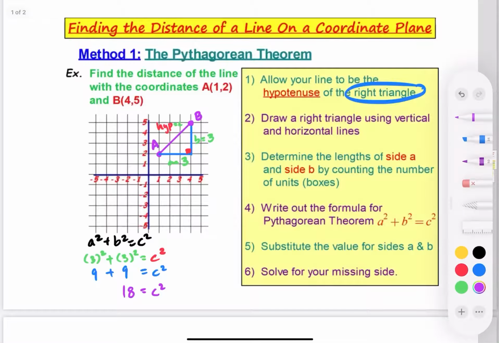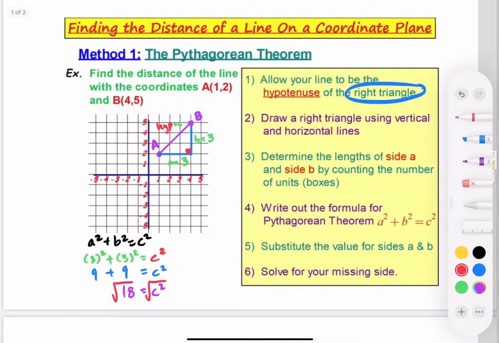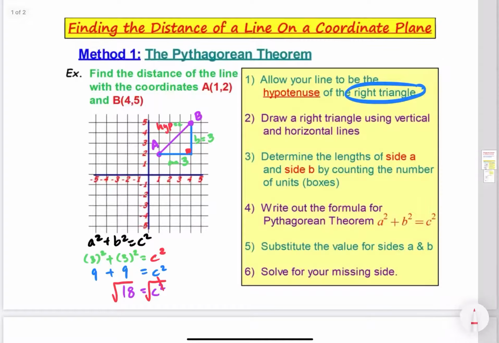Now we have one last step: we have to get rid of that square, because we want C, not C squared. That way the square and the square root will cancel out. And C, if we do the square root of 18, is going to be approximately 4.24, or we'll say 4.2. So it's approximately 4.2 units. All right, so that's the Pythagorean theorem.